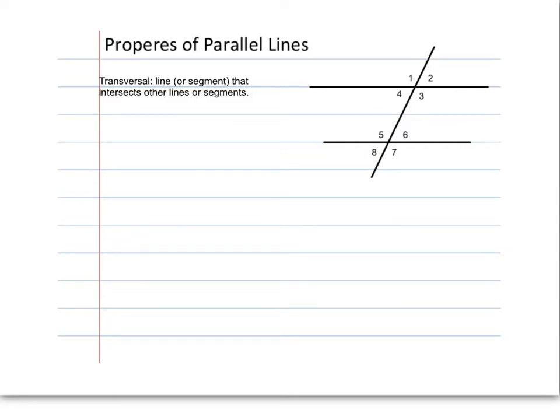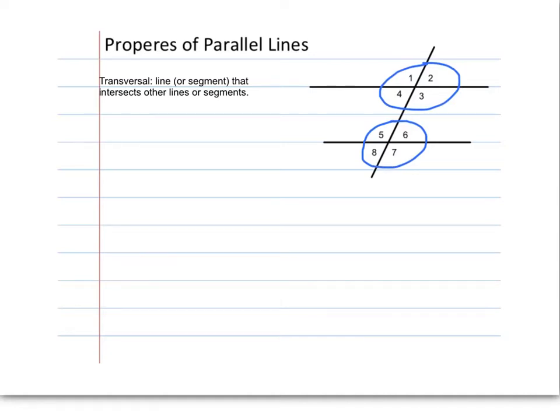And what you should notice is that the transversal creates groups of angles when it intersects the lines. So it creates this group of four angles up here when they meet, and then it also intersects and forms these four angles here. Now you already know some things about the first group of angles.